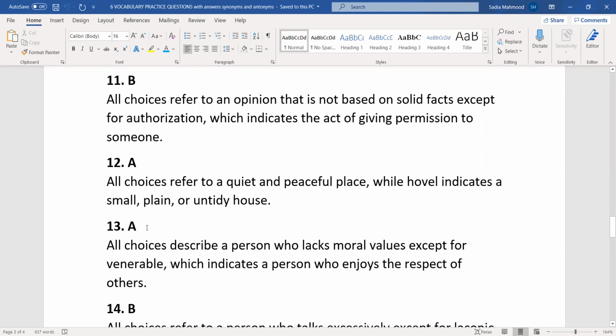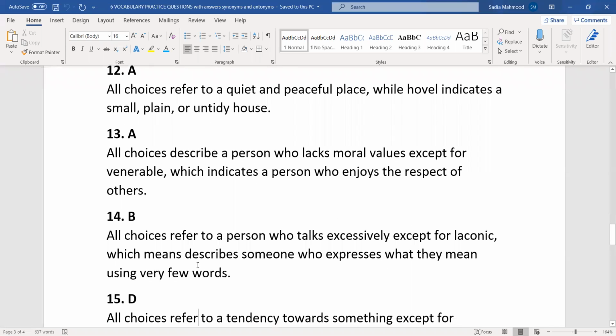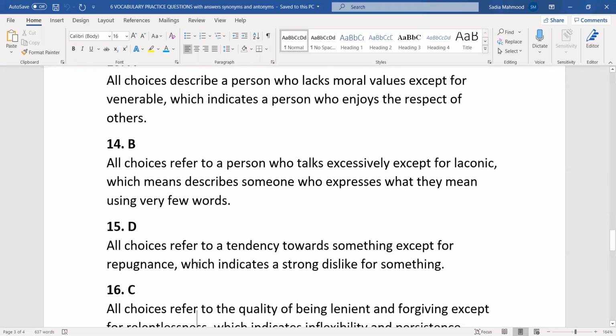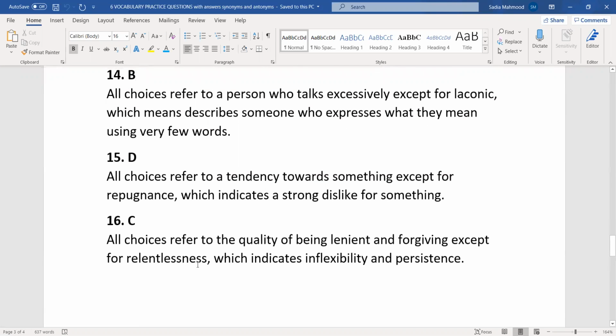Question 13, A is the right answer. All choices describe a person who lacks moral values except for venerable, which indicates a person who enjoys the respect of others. Question number 14, option B is the right answer. All choices refer to a person who talks excessively except for laconic, which describes someone who expresses what they mean, giving very few words.